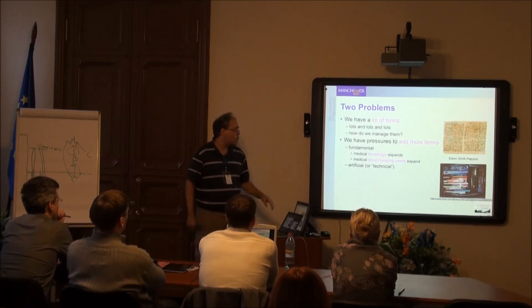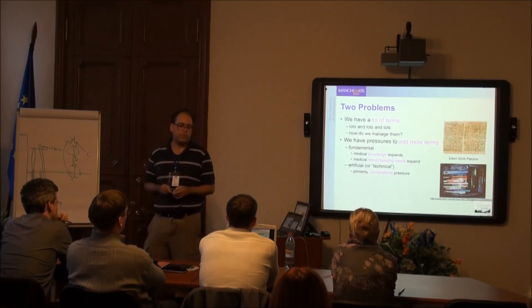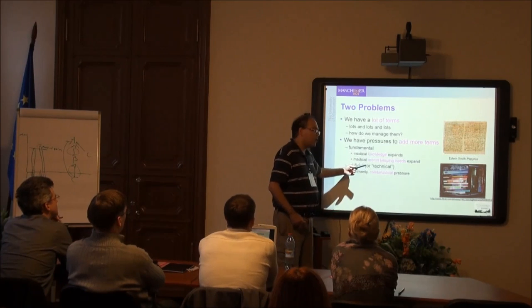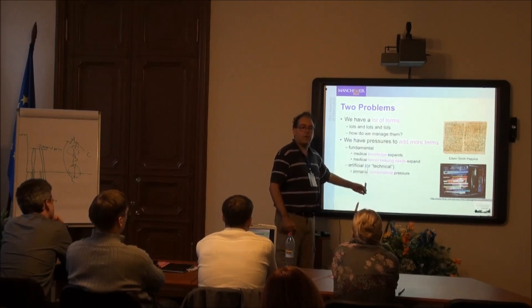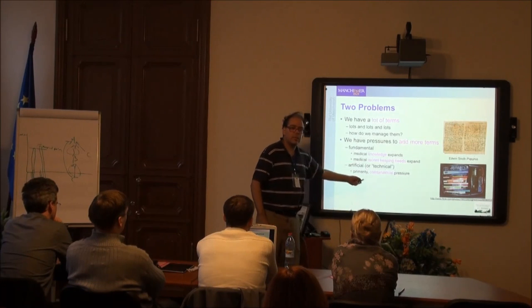And then we have the artificial or technical ones, which are basically this combinatorial problem. Given that we already have a pretty severe fundamental problem, we shouldn't let this get in our way. This is something we could solve. We can't solve this one in some sense, but this one we can solve.